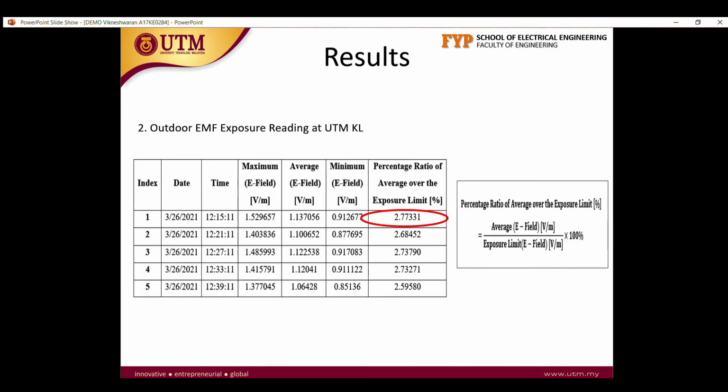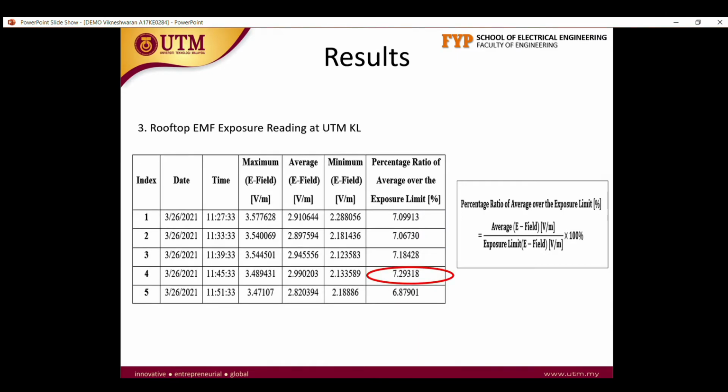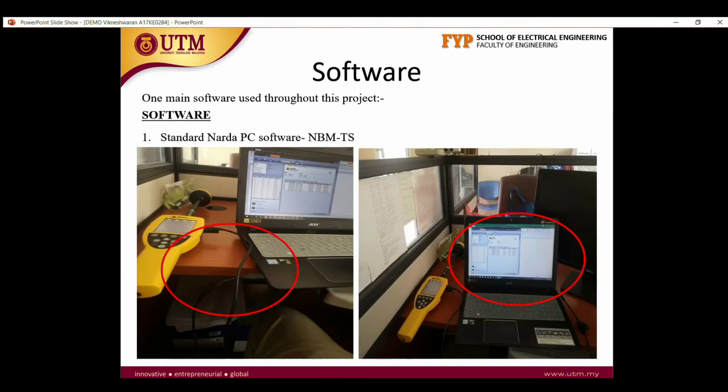Same goes for the outdoor EMF exposure reading at UTM KL, and then the table for the rooftop EMF exposure reading at UTM KL. Next, the software I used throughout the project is the standard Narda PC software called NBM-TS. From the picture, it shows that I have connected the hardware to obtain the readings from it.